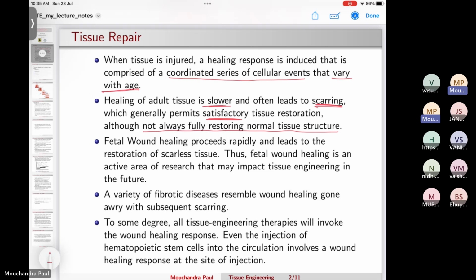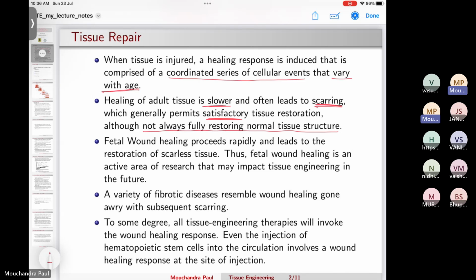So let me just continue with the lecture. I was saying that in adults, the tissue repair process is kind of slower, and at the end we often see a scar. So the tissue structure restoration and the function restoration is sometimes satisfactory. It is not exactly the same as it was previously, before the wound. The state of the tissue returns to somewhat similar to a normal condition, but it is not entirely normal. You get what I mean, right?